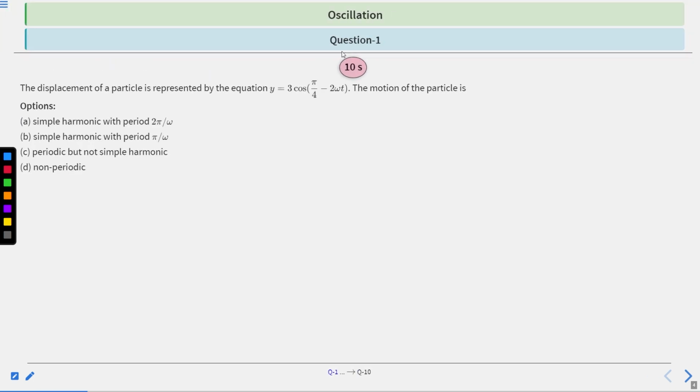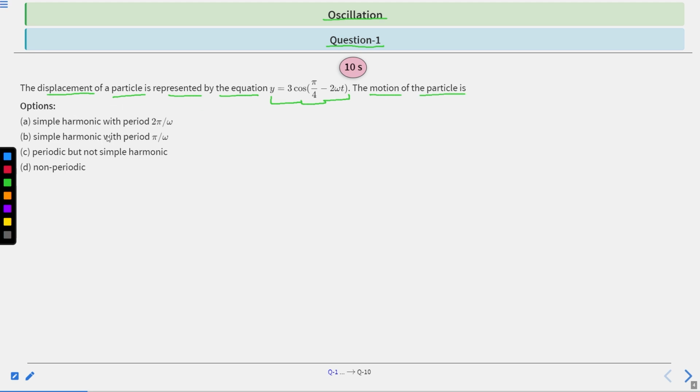So, question first, the topic is oscillation. Read the question carefully. The first question is: the displacement of a particle is represented by the equation y equal to 3 cos(pi by 4 minus 2 omega t). This is the equation. The motion of the particle is what?